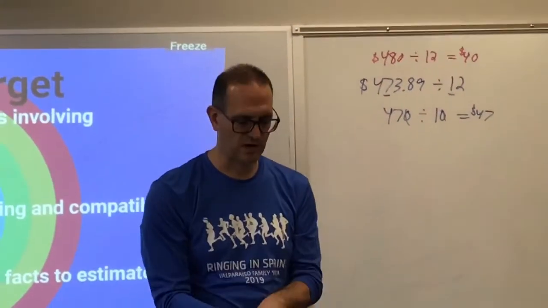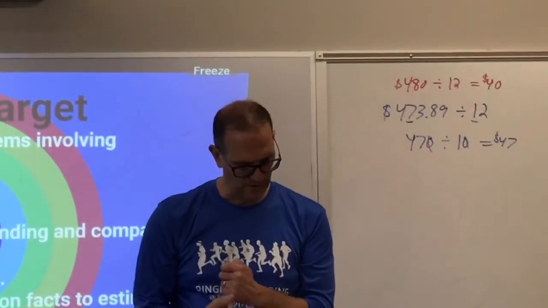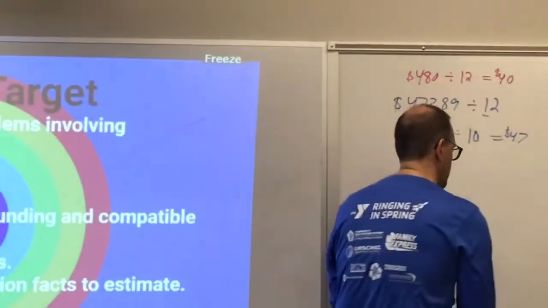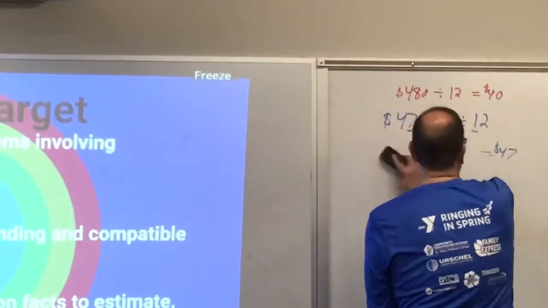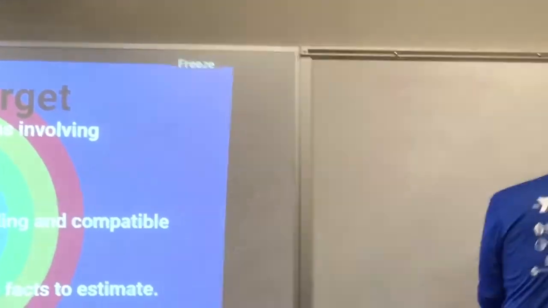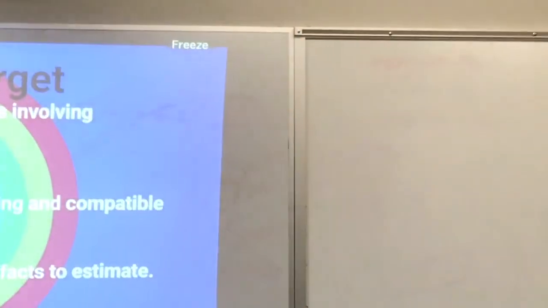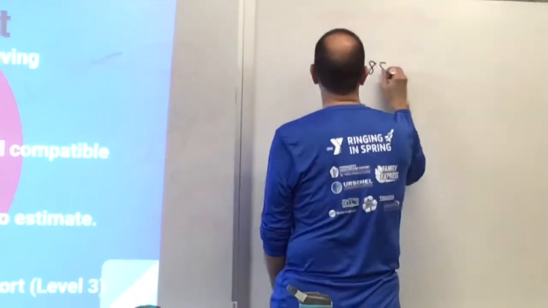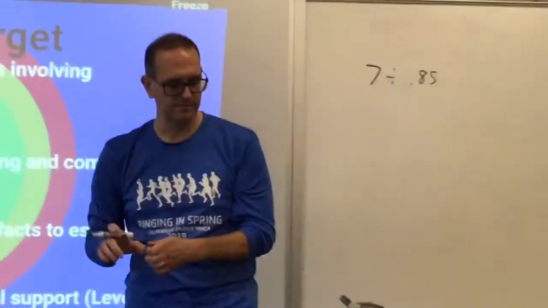Let's do a couple practice problems. All right, if we look on the next page, we have number 11, which is 7 divided by 85 hundredths. I'm going to switch to black for this one. Okay, 7 divided by 85 hundredths. And you can be working along here in your book.